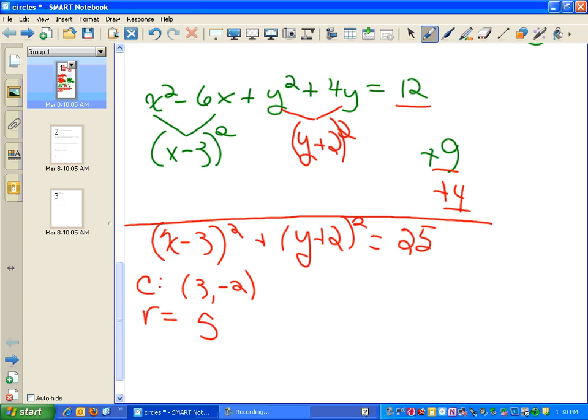So see, you cannot figure out what any of this material is saying until it's in standard form. And so you have to sometimes complete the square. Okay? So now we can graph it.